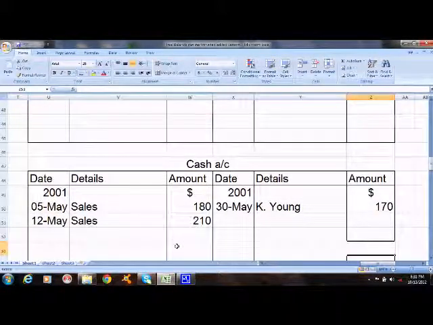Alright, May 30 again. Timor paid Pattison $300 by check. Timor is a debtor. Timor is paying us by check. Bank account is increasing while the debtor is decreasing. Debtor is an asset, bank is an asset. One asset is increasing, one is decreasing. So we debit bank and credit Timor.